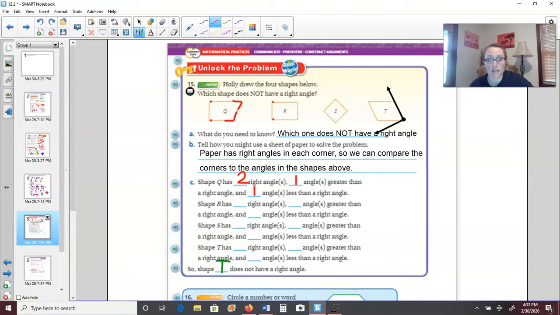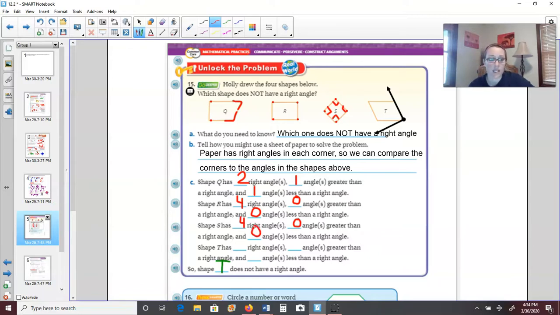Shape R, because it is a perfect rectangle, has four right angles, and that makes it easy because then there are 0 angles that are less or greater. Shape S is also like shape R in the sense that it has 4 perfect corners. Even though this shape, which we would call a square, is tilted or it was turned, these angles formed here are still perfect corners, perfect right angles. So there are 4 right angles, 0 angles greater, and 0 angles less.